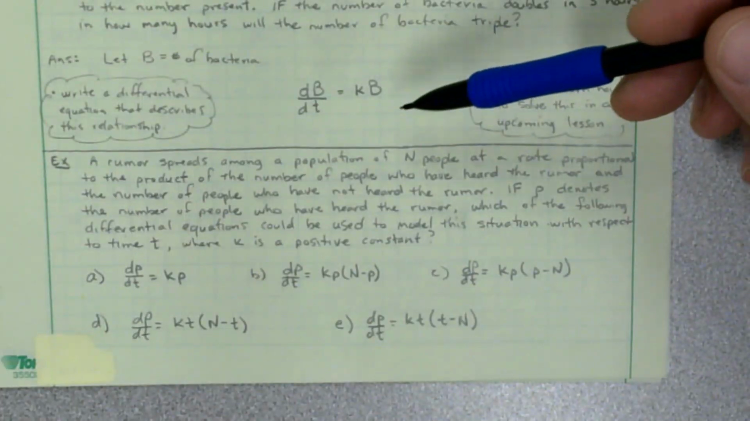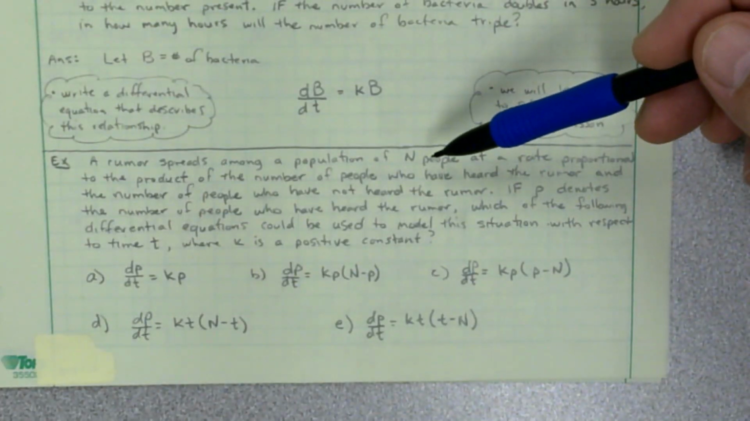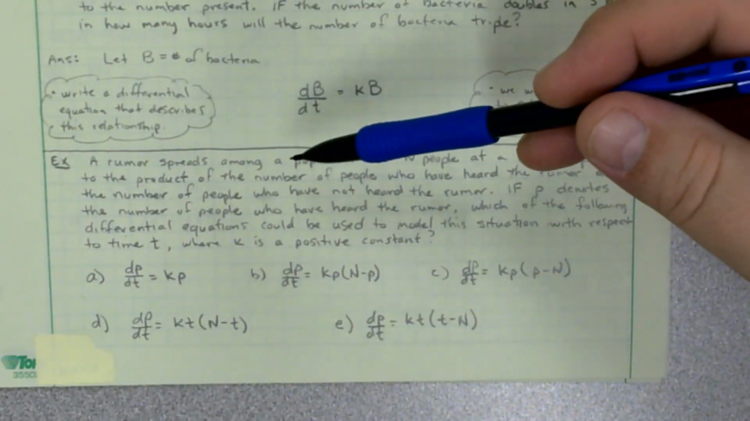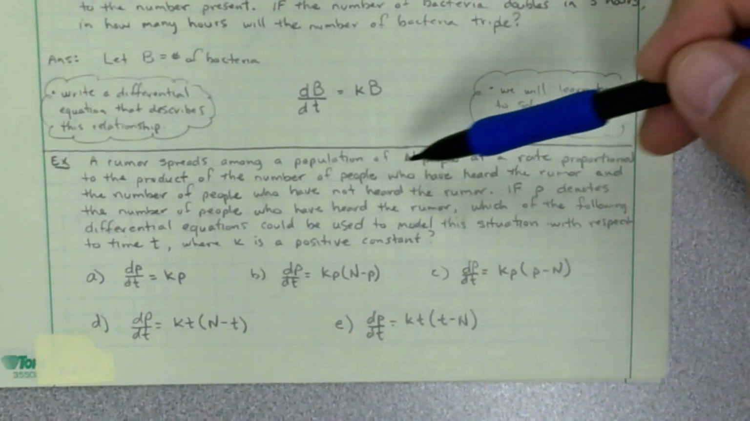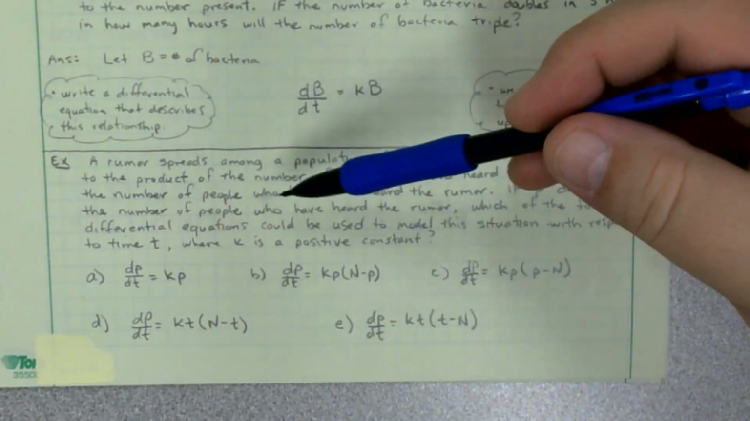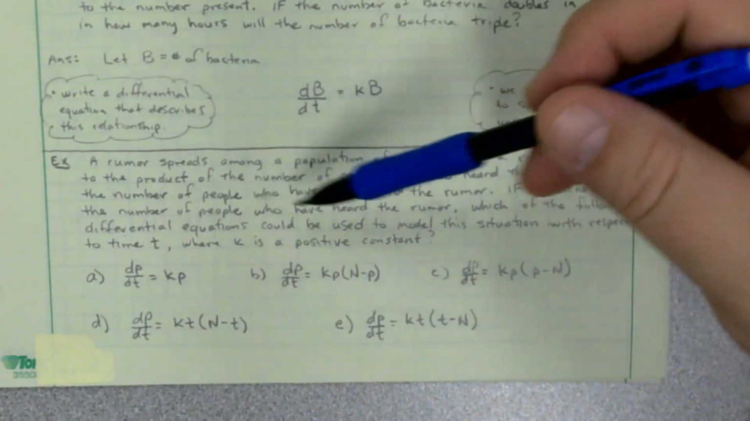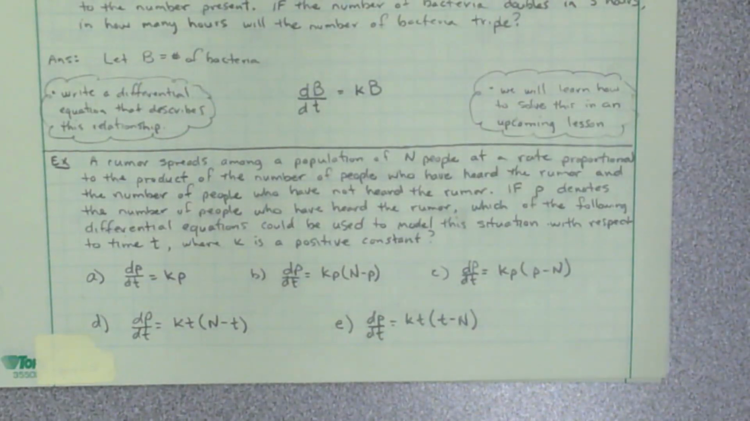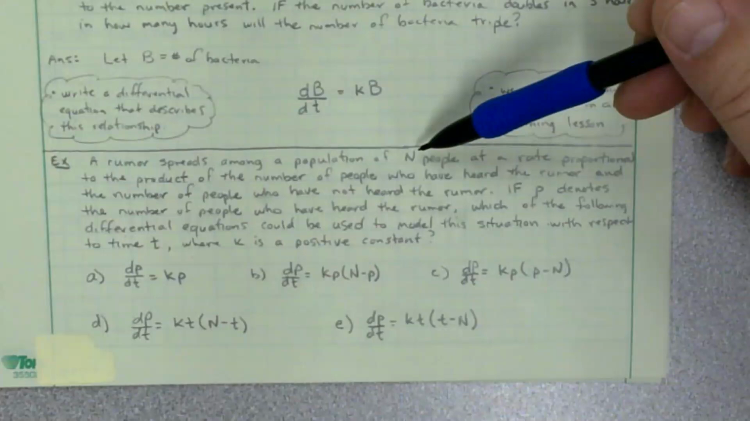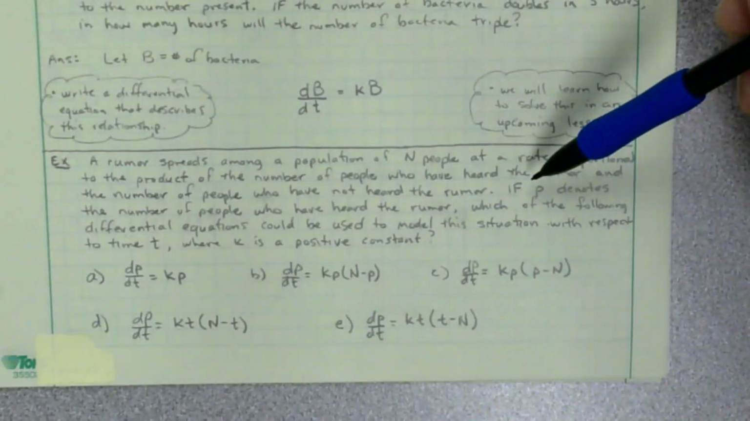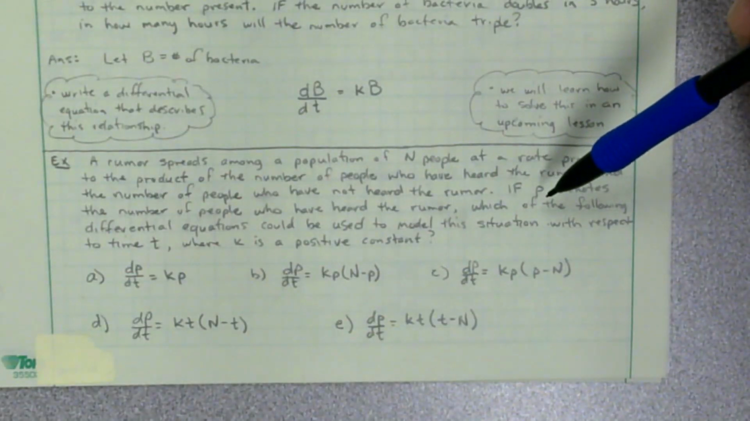The rumor spreads among a population of n people at a rate proportional to the product of the number of people who have heard the rumor and the number of people who have not heard the rumor. P denotes the number of people who have heard the rumor. So this is the number of people we have. And P is the number of people who have heard the rumor.